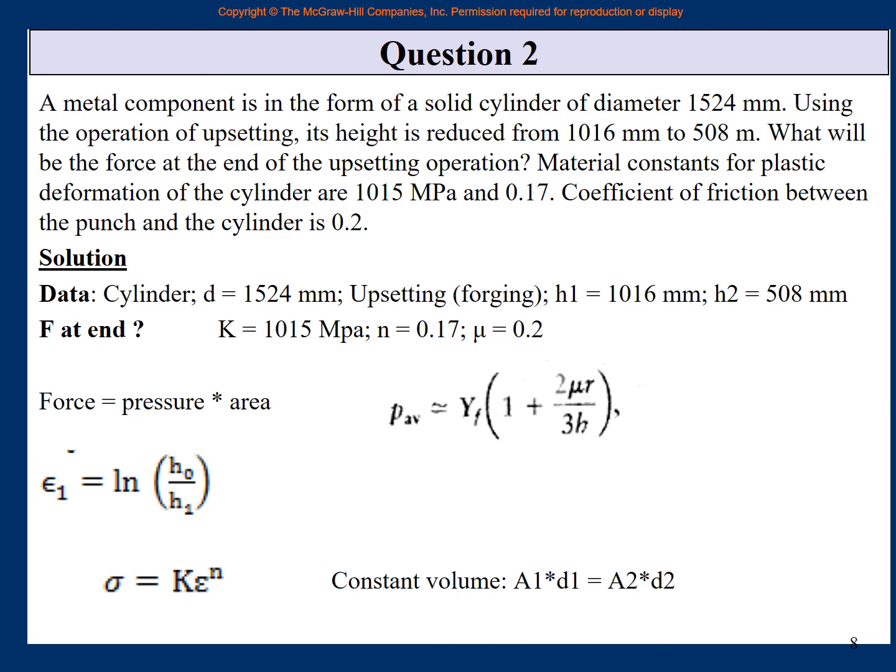As I always tell you, you first should write the data. So there is a cylinder, the initial dia is 1524. Upsetting is being done, which means it is a forging operation. Forging is also called upsetting. Initial height is 1016 millimeter. Final height is 508 millimeter. K of the material, right? Constants of the material is 1015 megapascal. n is 0.17. The coefficient of friction is 0.2. And they want to find force at the end of the operation. Force at the end of the operation. This is the question.